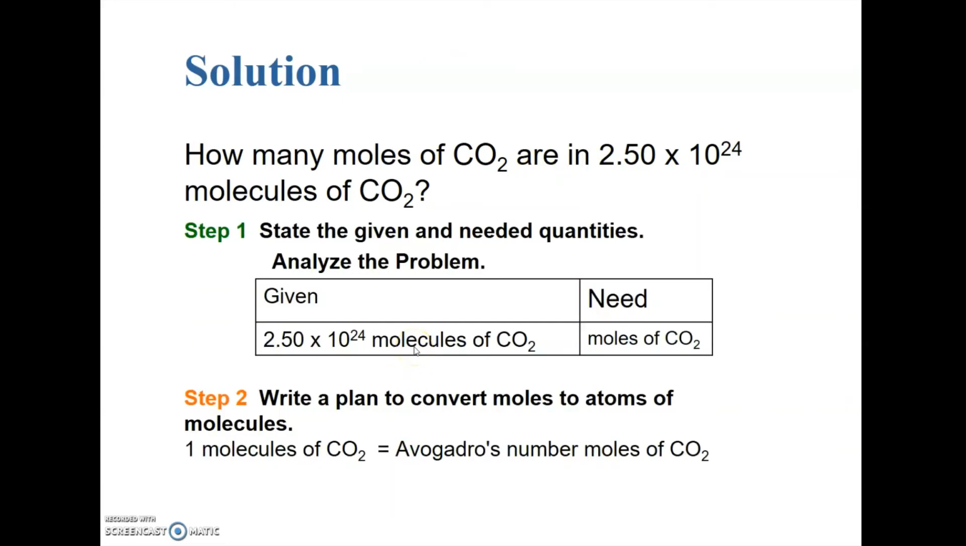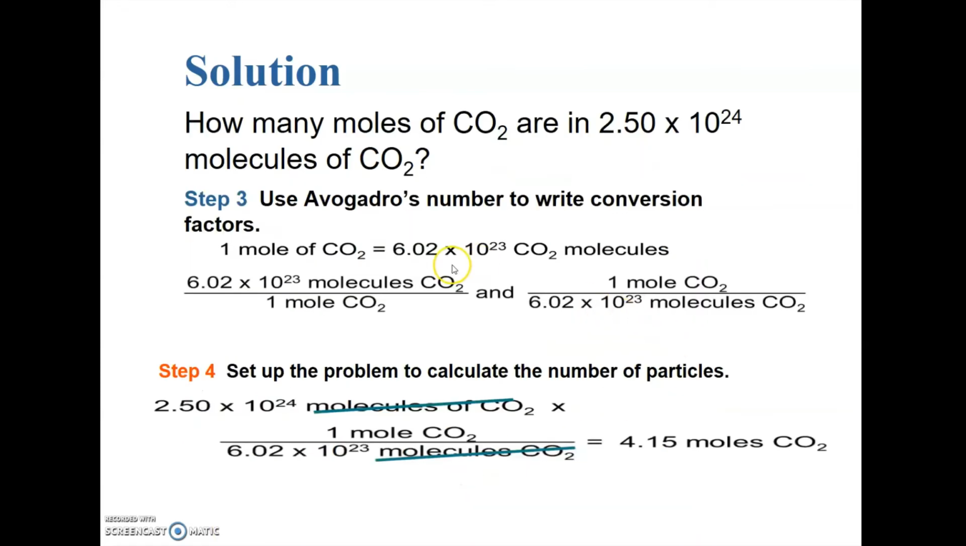So in this problem, the given quantity is the number of molecules of carbon dioxide. What is needed is the moles of carbon dioxide. And like I said in the previous slide, 1 mole contains Avogadro's number of molecules of carbon dioxide. So we are going to use our equality: 1 mole is equal to 6.02 times 10 to the power of 23 carbon dioxide molecules. Set up a conversion factor, then start doing the problem.